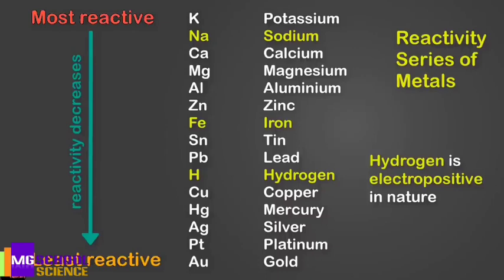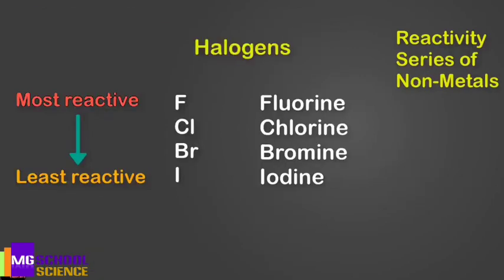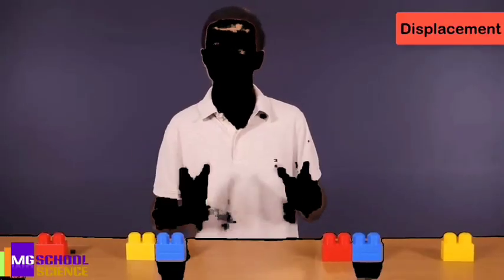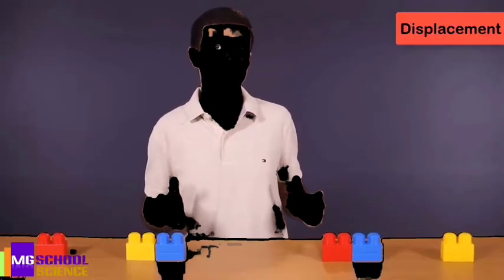by metals. There is also a reactivity series for non-metals, the halogens. This is what the simple reactivity series for important halogens looks like. Fluorine is the most reactive and iodine is the least reactive. Now let's look at some examples of displacement reactions.